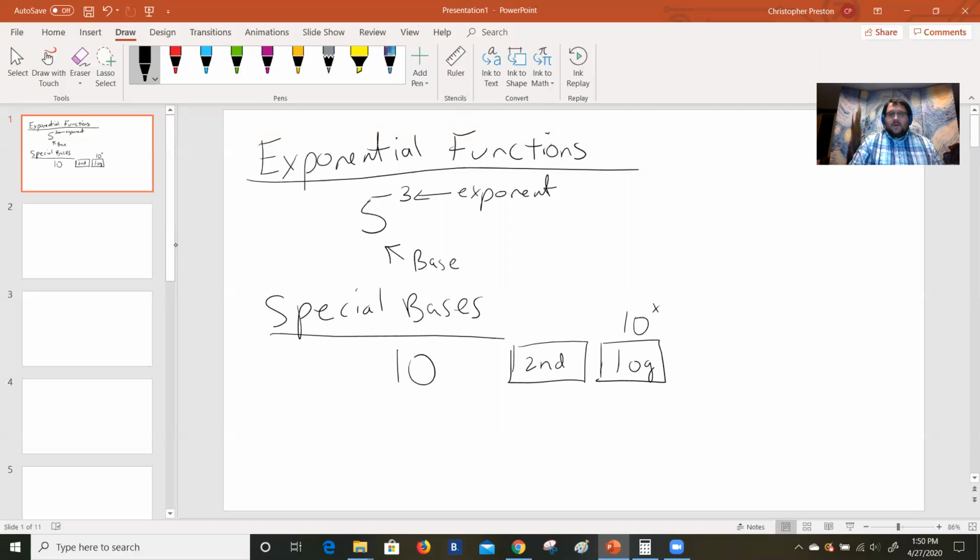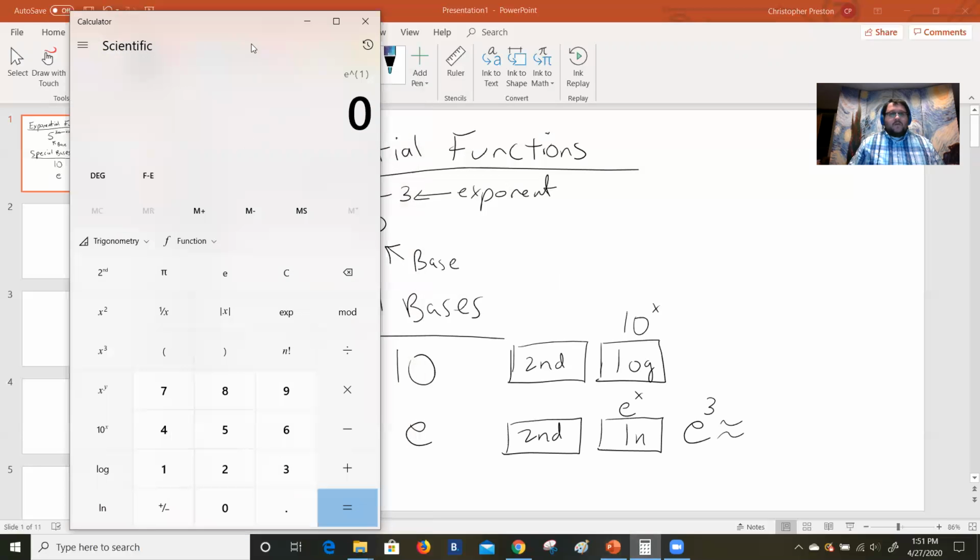The other special base is a number called e. It's Euler's number. It's an irrational number like pi. If you want to raise that to a power, you can usually hit second and then a button that says ln, and its second function is usually e to the x. So if I said, what is e to the third approximately, let's say I was using this calculator. It's a little different than some other scientific calculators.